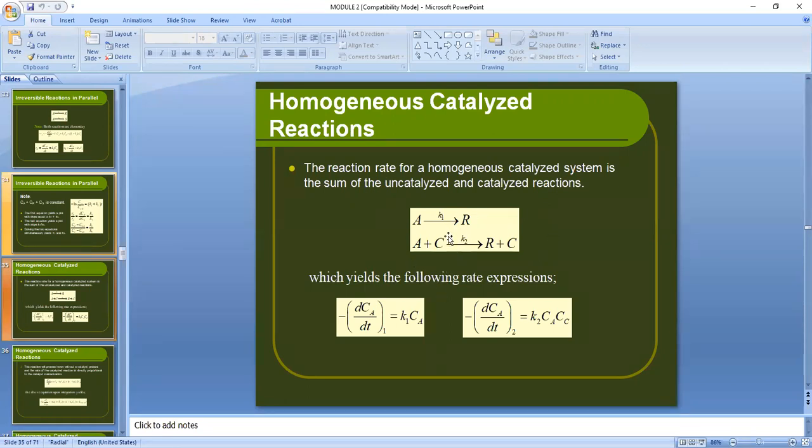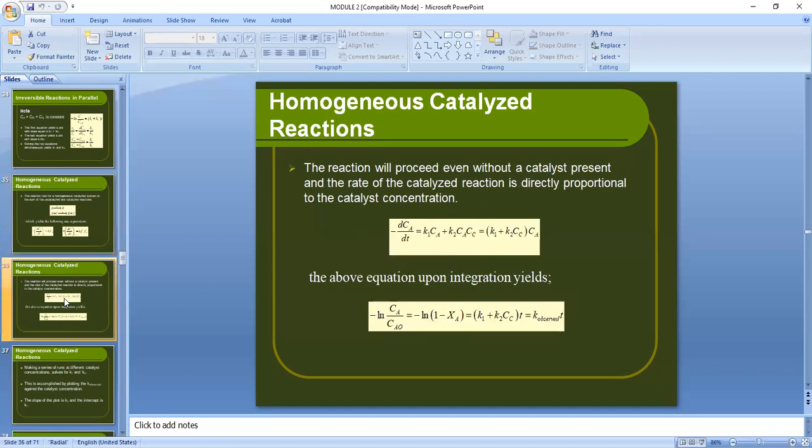So now you are to write the equation for the uncatalyzed and the catalyzed reaction. So this is for the uncatalyzed. This is for the catalyzed reaction. You could see here that you already have the C sub C, the concentration of the catalyst, which is of course kept constant. It will not change in the course of the reaction. You will have to write the net rate equation as I have said.